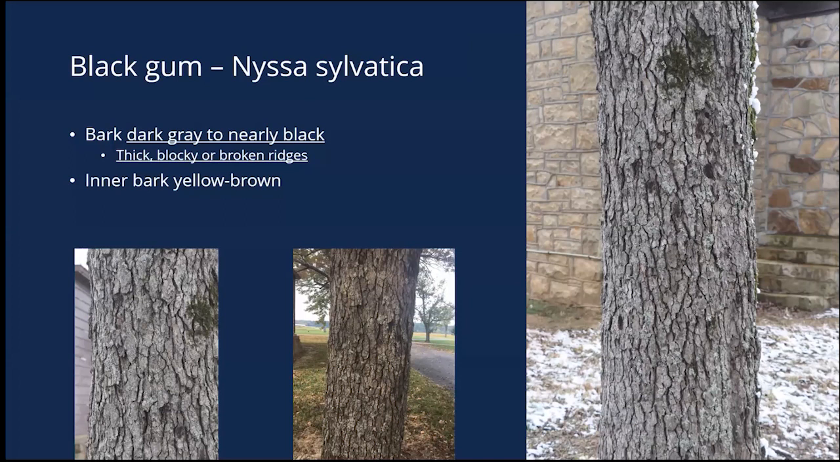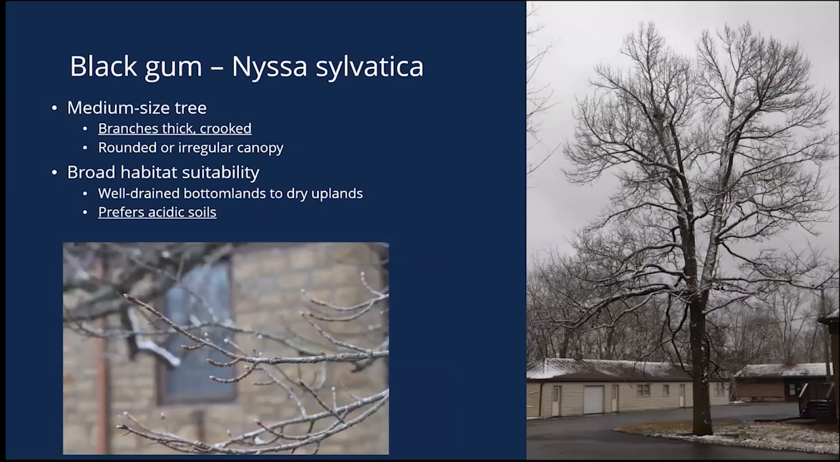This is a medium-sized tree. Branches are thick, often crooked. Usually a rounded or maybe irregular canopy, branches low to the ground. This one is another one of those habitat generalists with broad habitat suitability. It'll grow in wetlands, bottomlands, as long as it's well drained, all the way up into dry uplands. It does tend to prefer more acidic soils. It does better in those soils and prefers those. So you usually won't find this in areas where there's a lot of limestone.